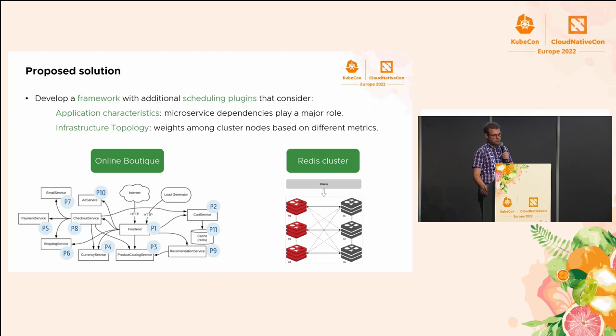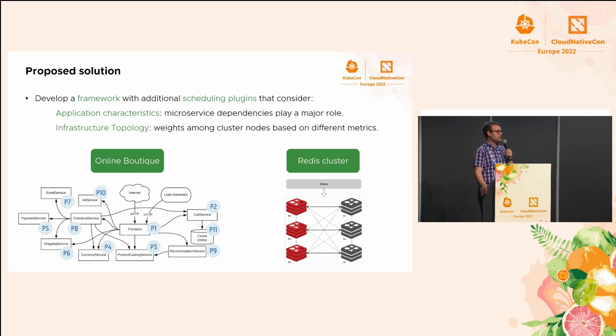So we have proposed a framework where we are essentially considering two main aspects. Application characteristics, because we believe that microservice dependencies play a major role. So for instance, you have here two example applications, the online boutique application and the Redis cluster one, and you can clearly see that you have several workloads here, and they communicate with each other. So when you are deploying one of these workloads in the scheduler, you should be aware of that. You should be aware of the dependencies that each microservice has based on a certain application.